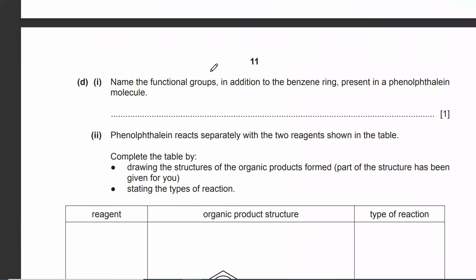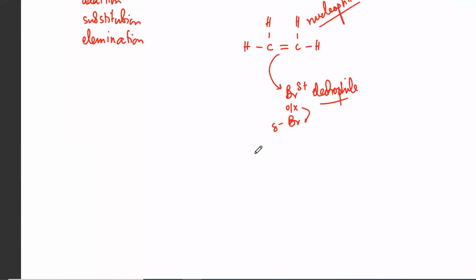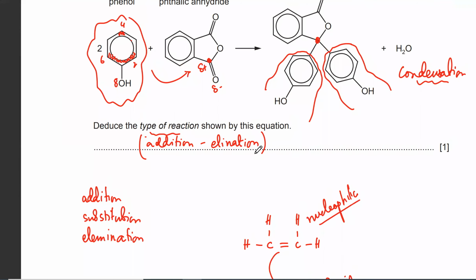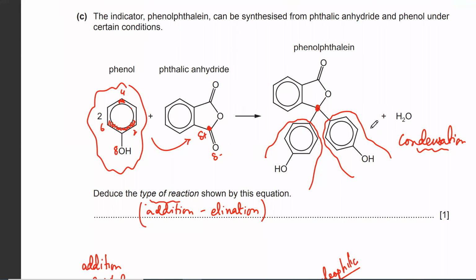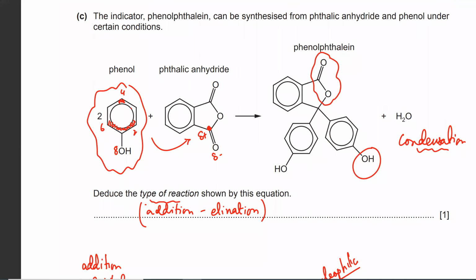Now the next one is: name the functional groups in addition to the benzene ring present in the phenolphthalein molecule. Where's phenolphthalein? I think this is phenolphthalein. So what other functional groups apart from benzene are present? What is this functional group? And what is this, obviously? This one is obviously a phenol. No. What's the top one? What's this one?